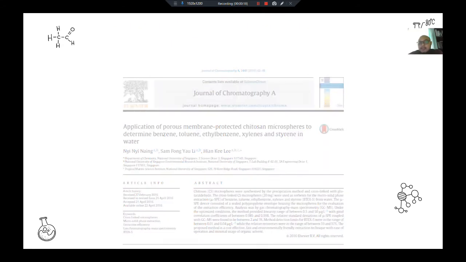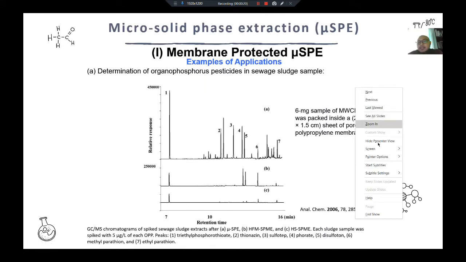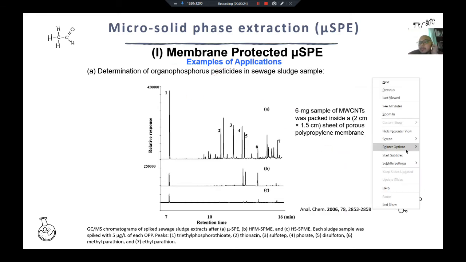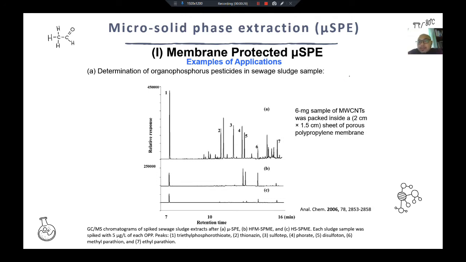Pointer option, laser pointer, sorry, pen. Okay, so we already learned about the micro SPE, how it looks like. You have the membrane that you fold, you seal, and then inside you have the adsorbent.